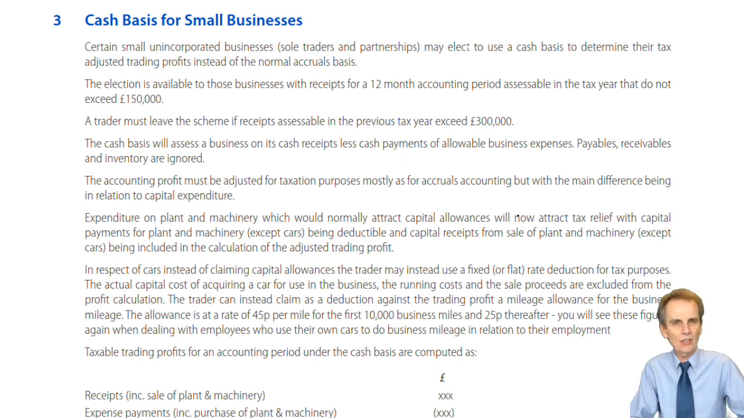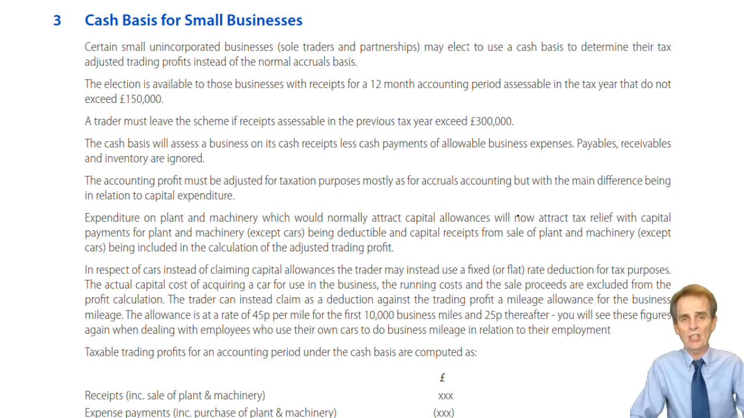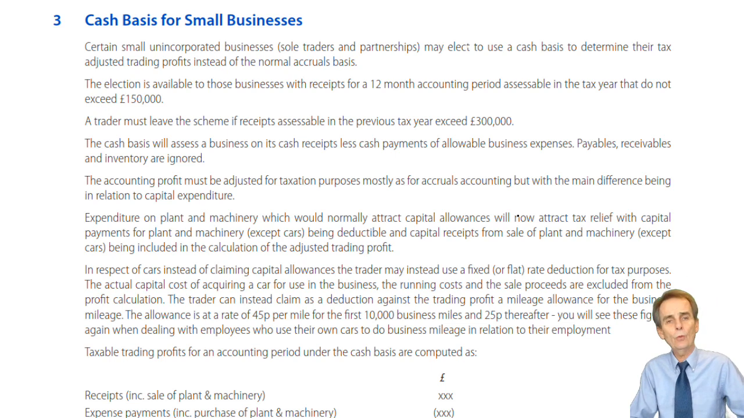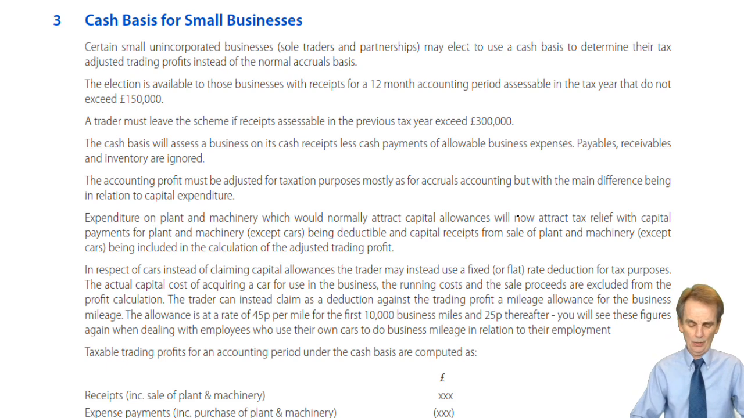That, of course, creates the need for accountants, which is not a bad thing, of course, I would hasten to add, and it piles up the costs for these small traders. So much better, therefore, to simply get them to keep accounts of receipts and payments, and therefore to work the profit on a cash basis rather than accruals basis. Simpler, less expensive, seems like a good idea. So how does this work?